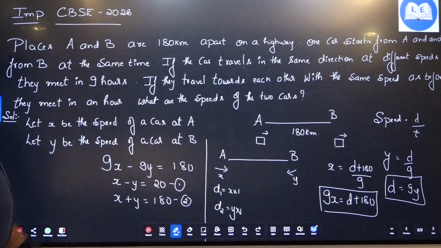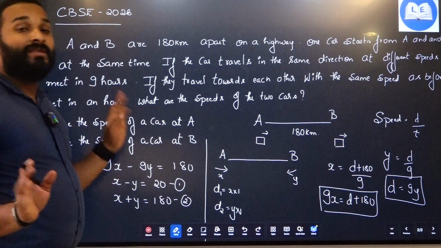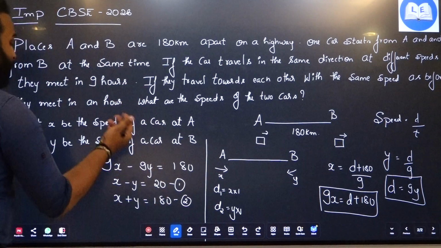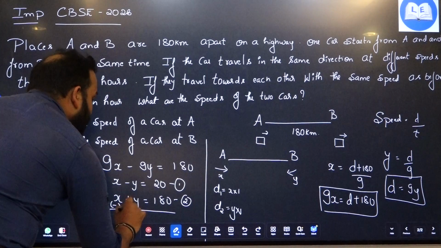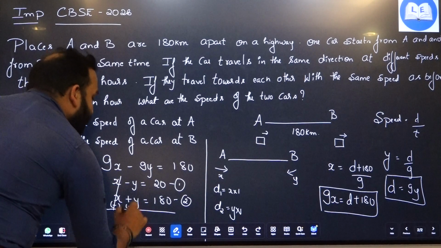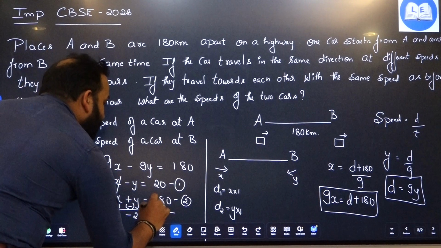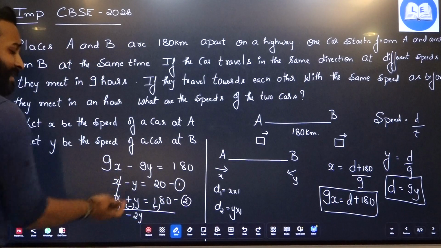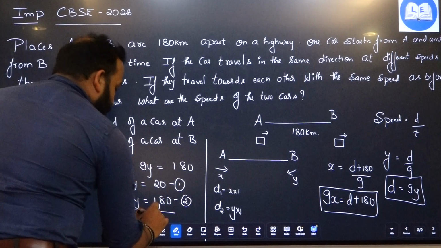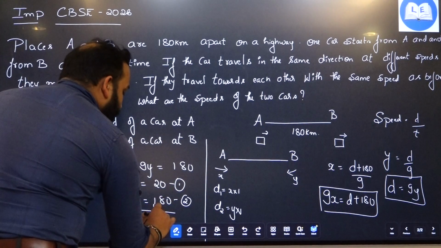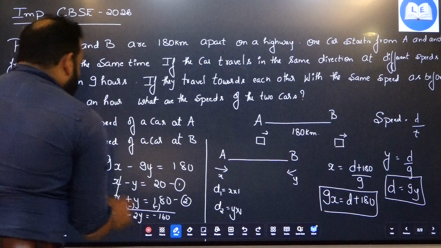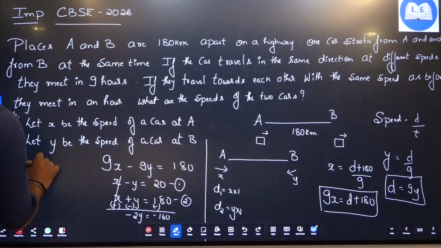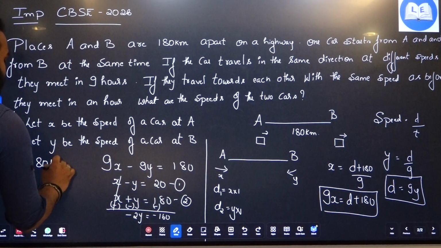Yes or no children? Easy and simple. Once you know this, it's very simple to solve after this. What do we do? We add two equations. We can use the elimination method. So this gets cancelled. Here it becomes minus 2y is equal to, you can directly add also children, I just subtracted the two equations. And here what are you going to get? Minus 160. So y is 80. We get y as 80 kilometer per hour.